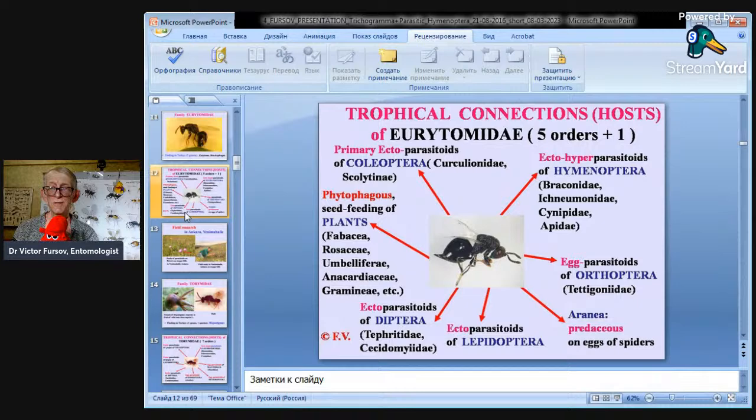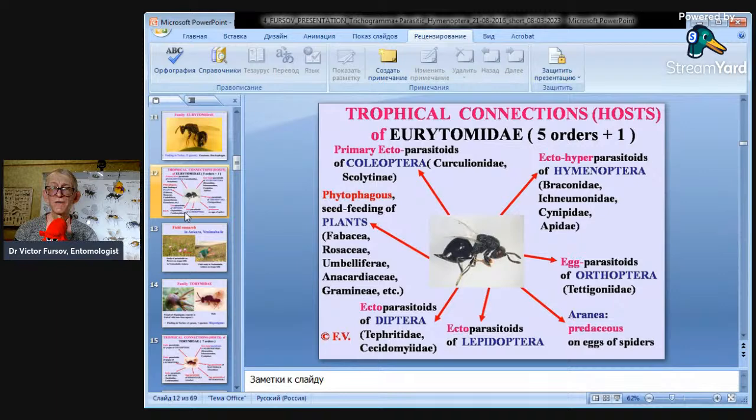Here is an indication of the trophic connections of the family Eurytomidae with five orders of insects, and one with arachnids. Eurytomidae are ectoparasitoids on Hymenoptera, on such families as Braconidae, Ichneumonidae, Cynipidae, Apidae. They're recorded as egg parasitoids on some grasshoppers of the family Tettigoniidae. They're predaceous insects, with larvae feeding on some eggs of spiders. The family is also recorded as ectoparasitoids on butterflies and on flies of the families Tephritidae and Cecidomyiidae, and they're widely polyphagous and phytophagous species.